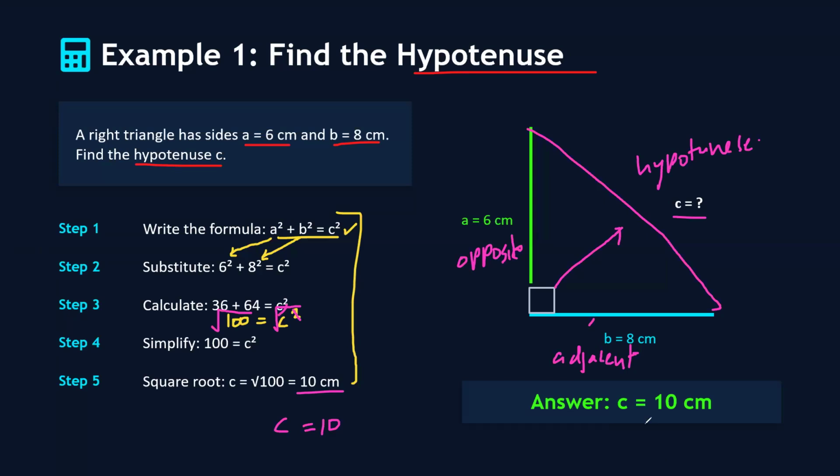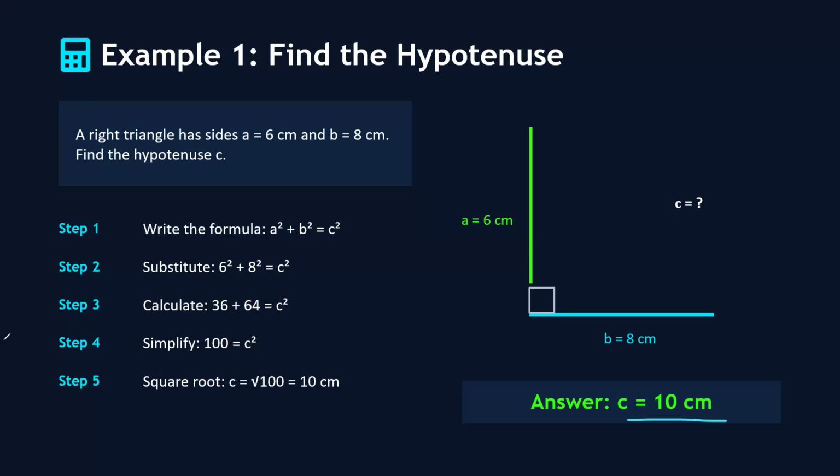So that's how this question comes to 10 centimeters for the hypotenuse. So if you are able to understand the steps, writing in the formula, then substituting in the values, then calculating, then ensuring that you're just calculating for the variable and not the one with the squared, you should be good to go.